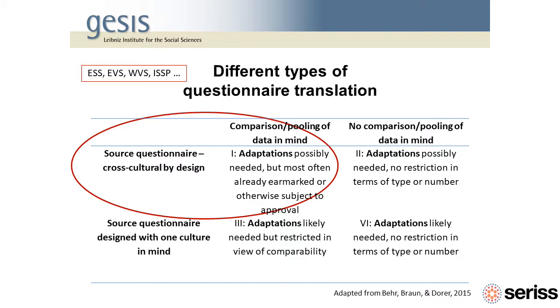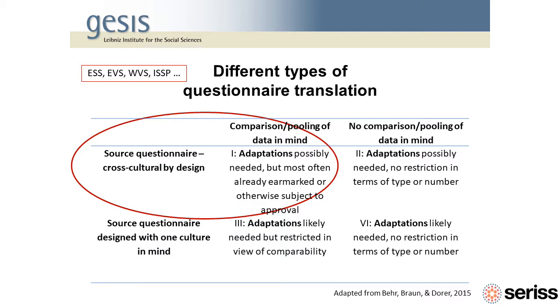So here you can see a table that essentially on the right-hand side has the requirement of comparability, so that when you produce a question translation, you aim for comparability, for possibly pooling of data, etc. And on the left-hand side, you see different conditions of how a source questionnaire can be produced. And if you combine these different conditions, that has an effect on how you can translate, or to what extent you have to adapt, or to what extent you're allowed to adapt.